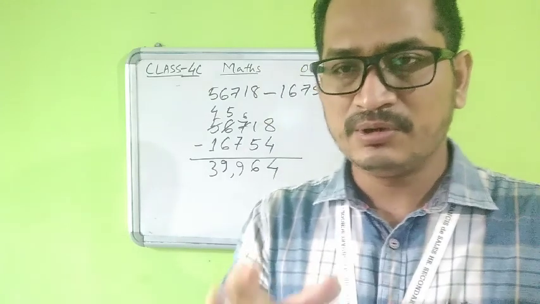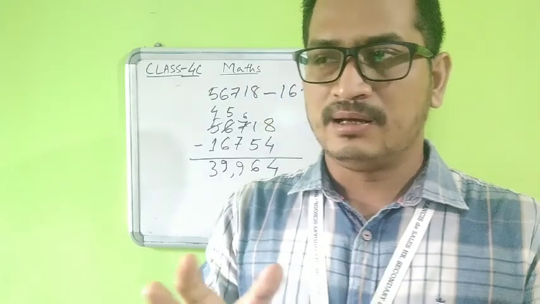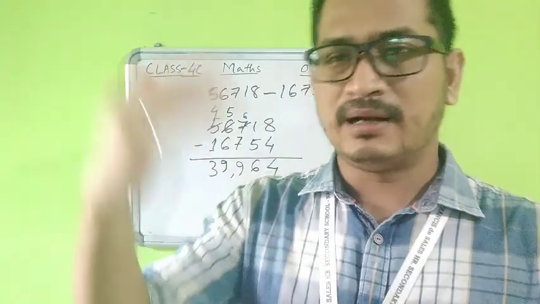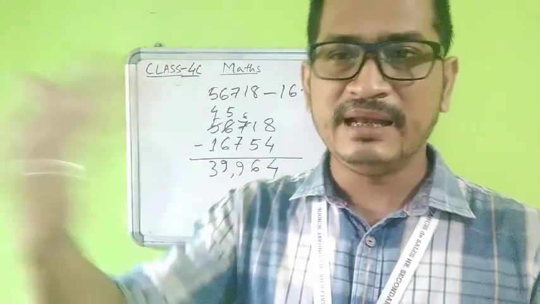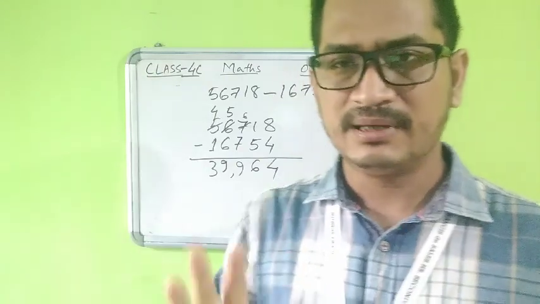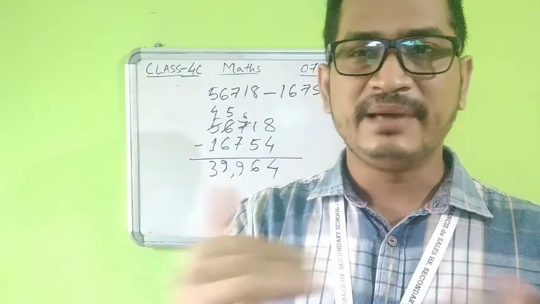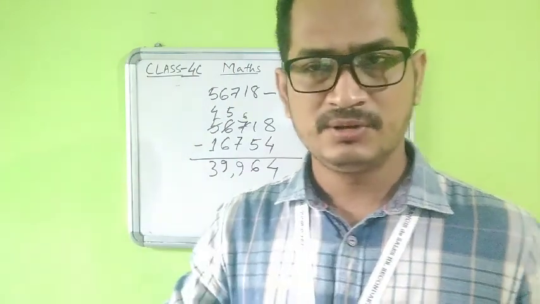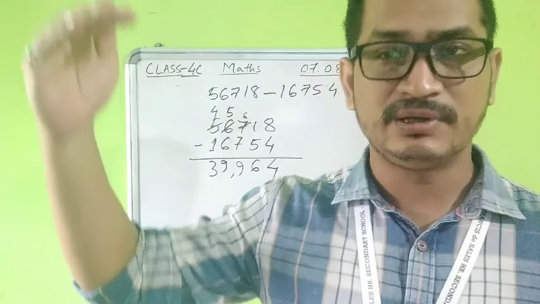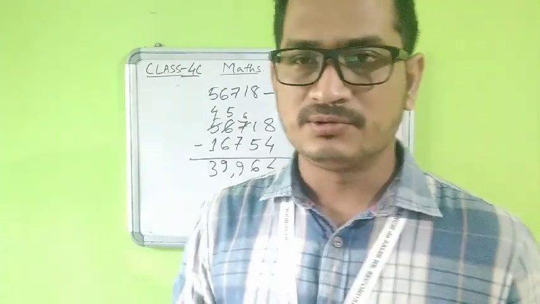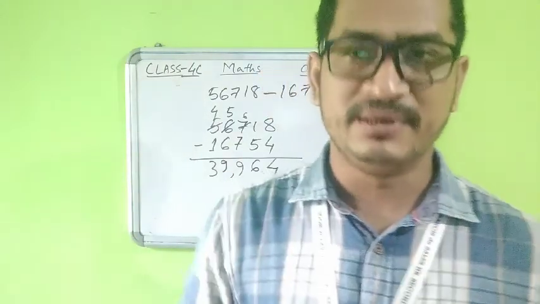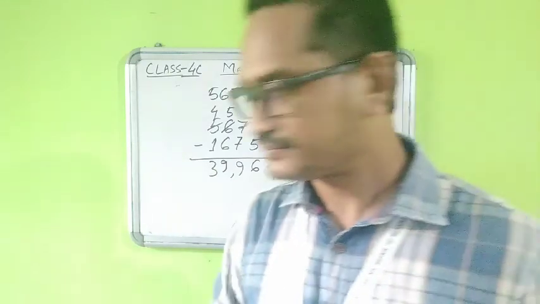So don't think that in addition we can write the larger one and smaller one in any place. That is okay, that is correct. But I will suggest you to write the larger one on the top only, so that it will become a habit for you in subtraction also, which is mandatory to write the larger one on the top, and in addition also. So just make one habit. Okay, don't make too many.